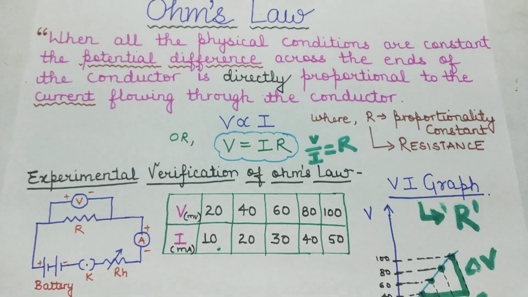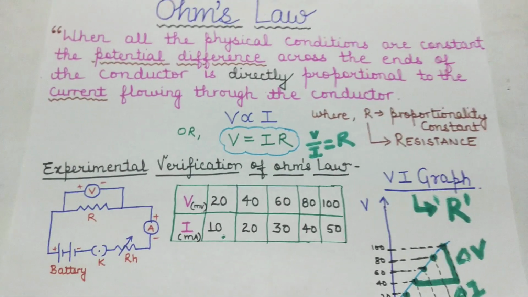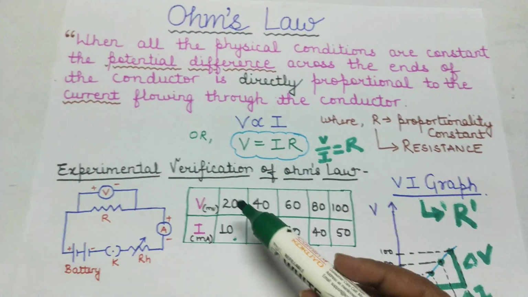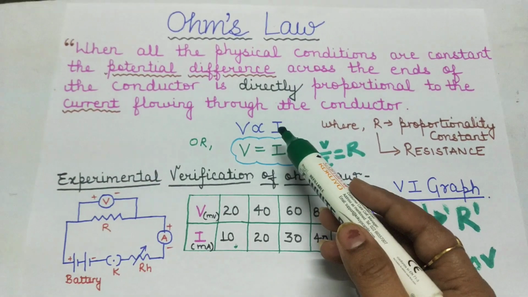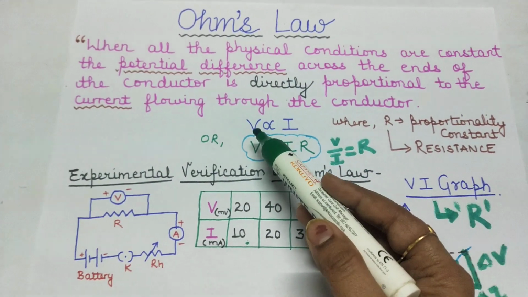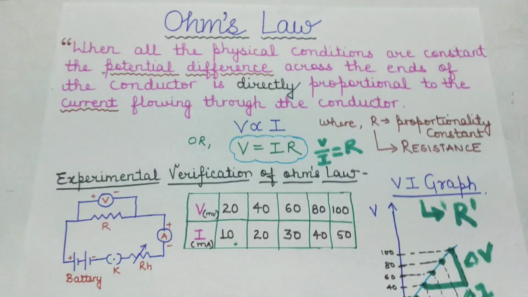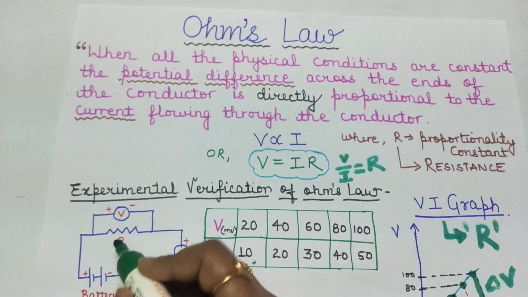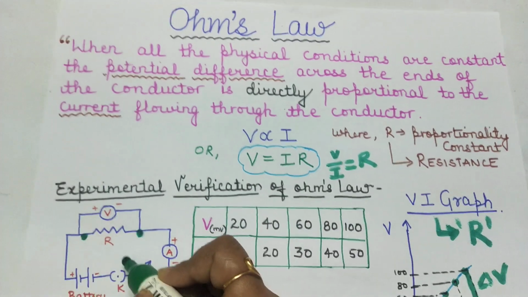So what have you understood? In one line, if I want to explain, I will say that if the current of the circuit is changed, then the potential difference will change side by side. If you change the amount of current, V will change. If you change V, I will change. But what quantity will remain constant? R. That is this. The resistance of this wire will never ever change.